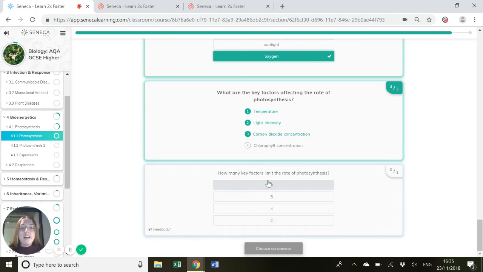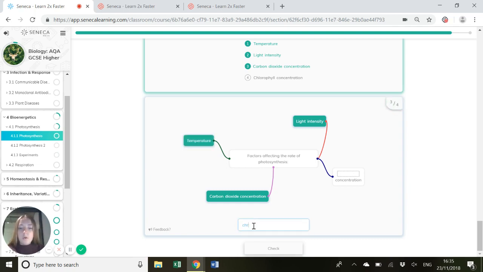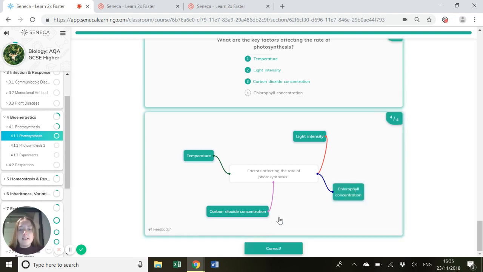So how many key factors limit the rate? So as we've just seen in the previous question, we've got 4 factors. And what are those factors? So do you remember we've got light intensity, we've got carbon dioxide, which is CO2, and we've got temperature. And we've got chlorophyll concentration, which is inside the chloroplasts.